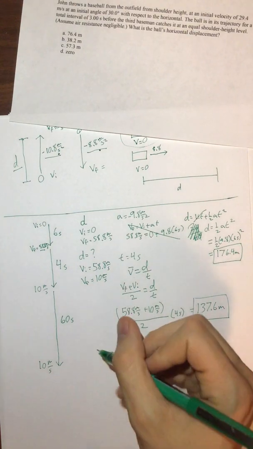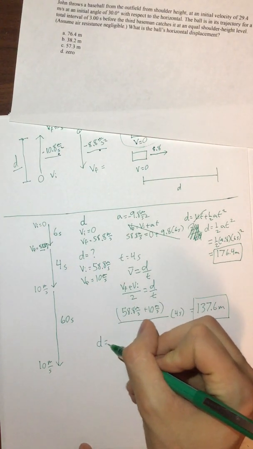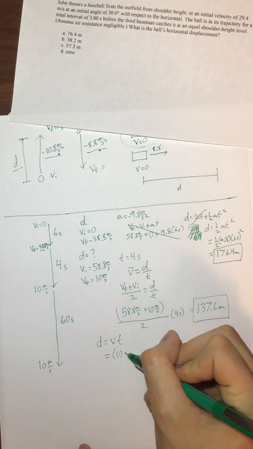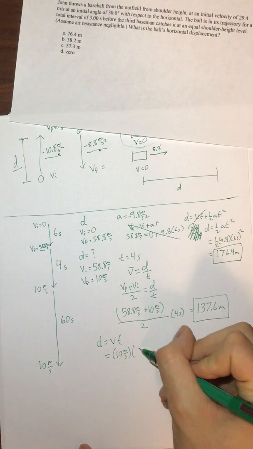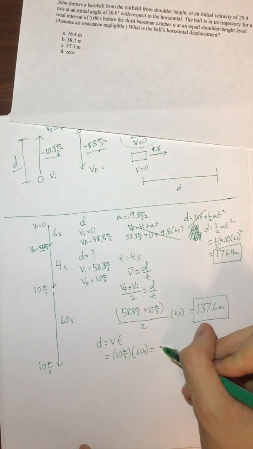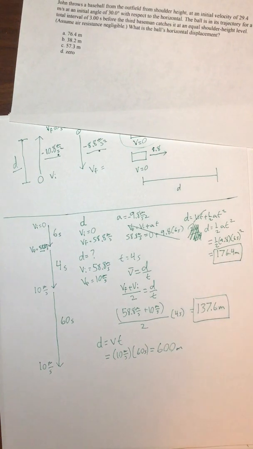This last section is going to be the easiest. She had a constant speed, so I could just take distance equals velocity times time. And so the average velocity was 10 meters per second, and the time where it took place was 60 seconds. And so therefore, 10 times 60, 600 meters is the last one.